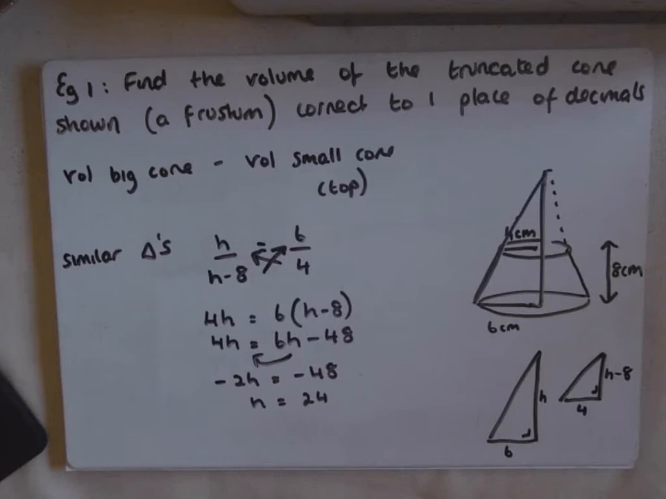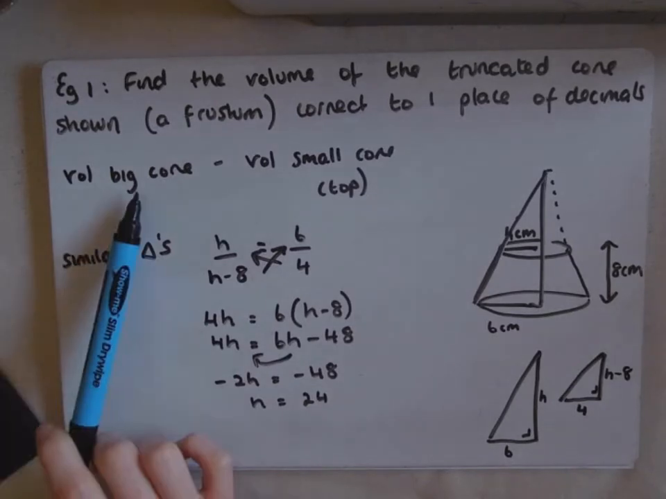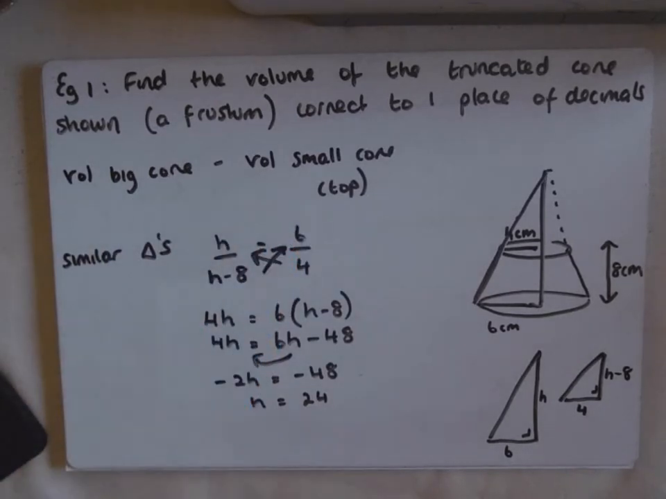Everyone okay with what I've done there? Yeah. Now another way to do similar triangles, you can put h over 6 equals h minus 8 over 4. You can do it that way if you want to work all on the left equal to all on the right. That's totally fine too if that's the way you learnt it. Okay, so now we have that h is 24, we can start working with the volume. We need the volume of the big cone and we're taking away the volume of the small cone.